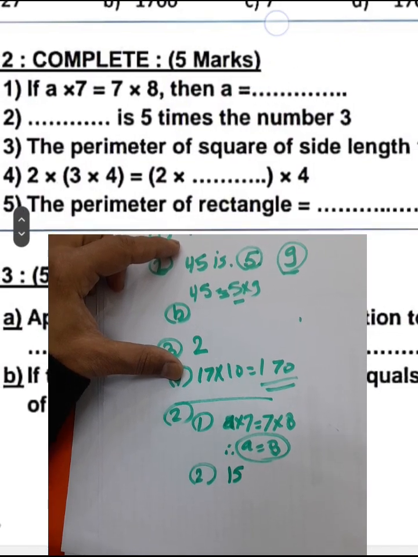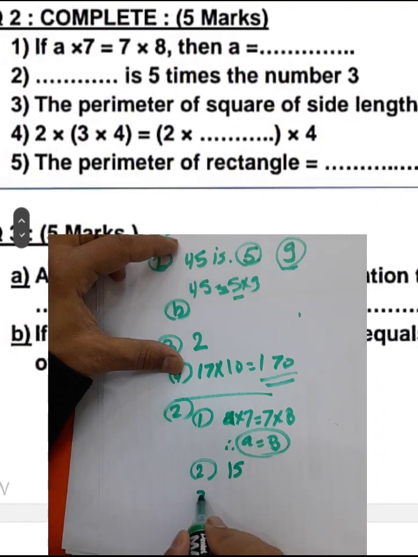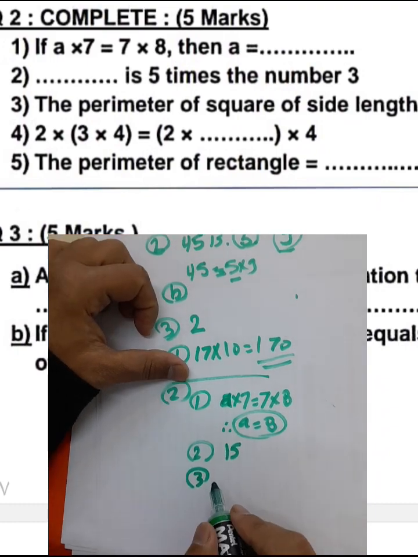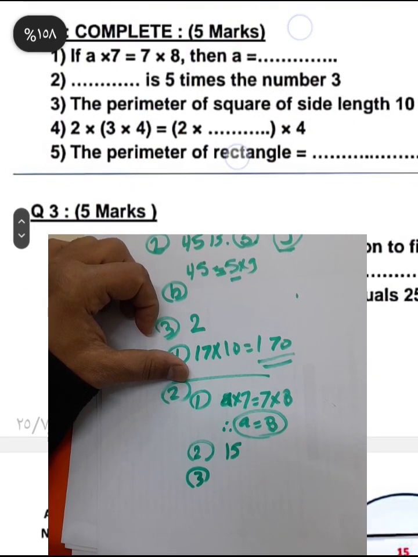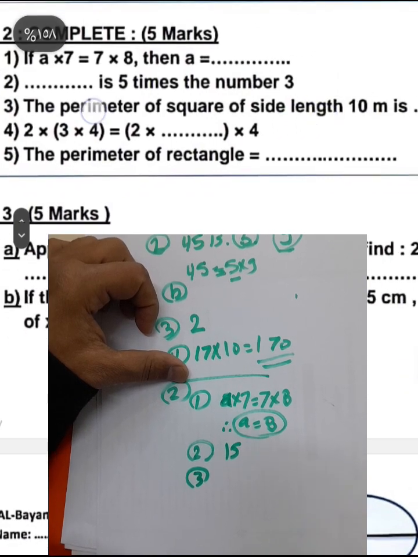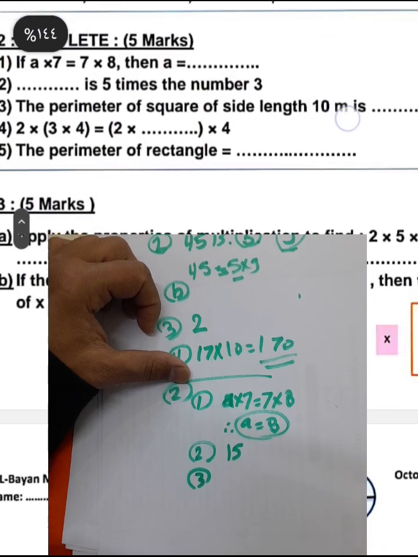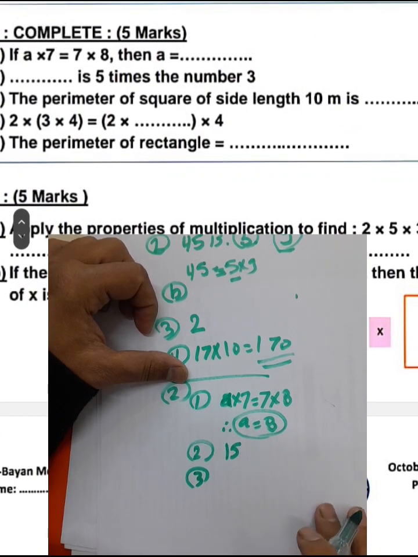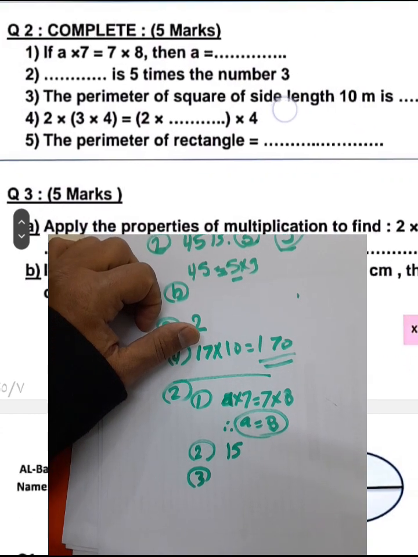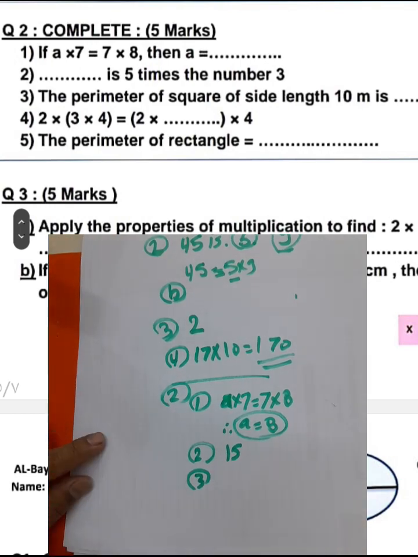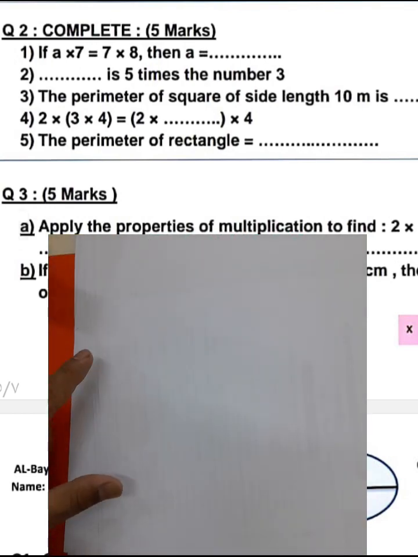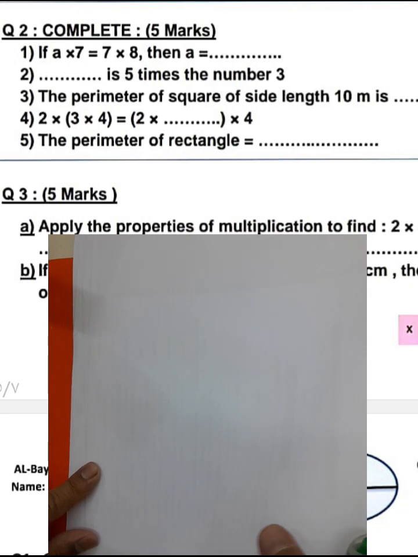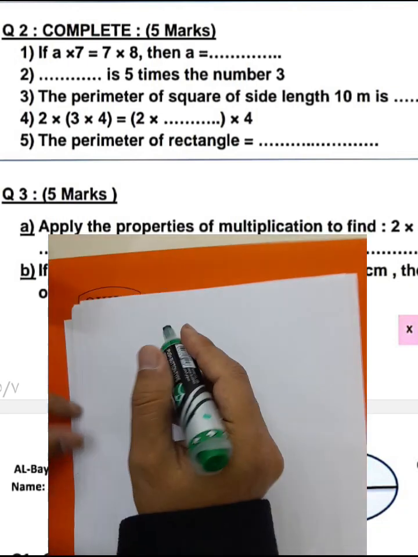Question number 3. The perimeter of a square of side length 10 meters is space meters. We want to find here the perimeter. The perimeter of a square equals side times 4, since all sides are equal in length.